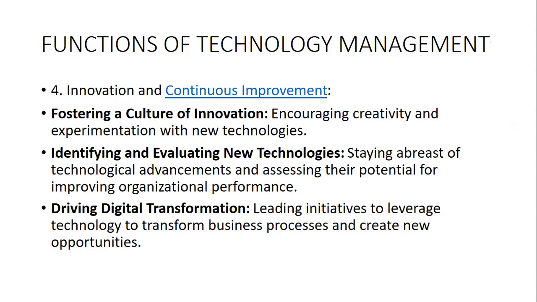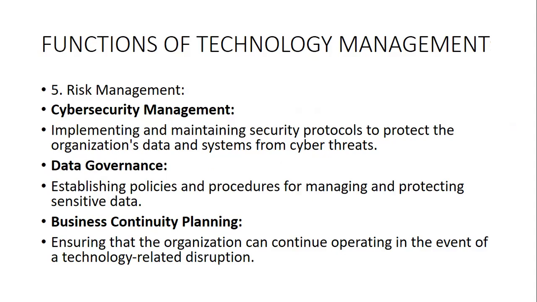Then innovation and continuous improvement. Here, improving the culture of innovation, identifying and evaluating new cutting-edge technologies from time to time, and driving digital transformation through the business process by creating many new opportunities for the people. Then risk management. Here, the available technologies are cyber security management system, data governance, and business continuity planning. So these are the sub-functions which come under risk management system.